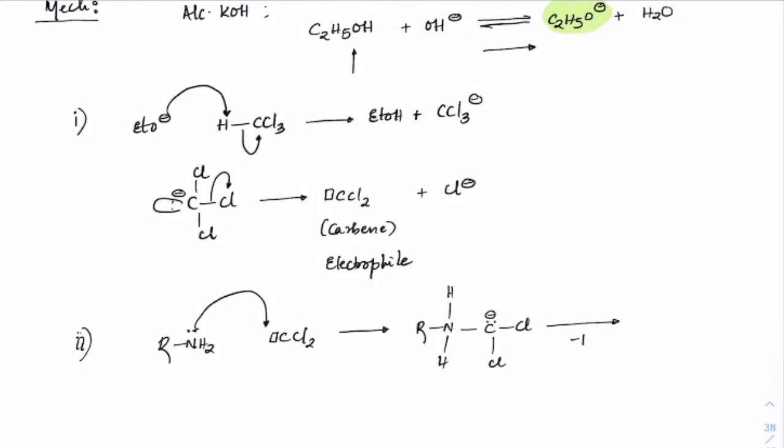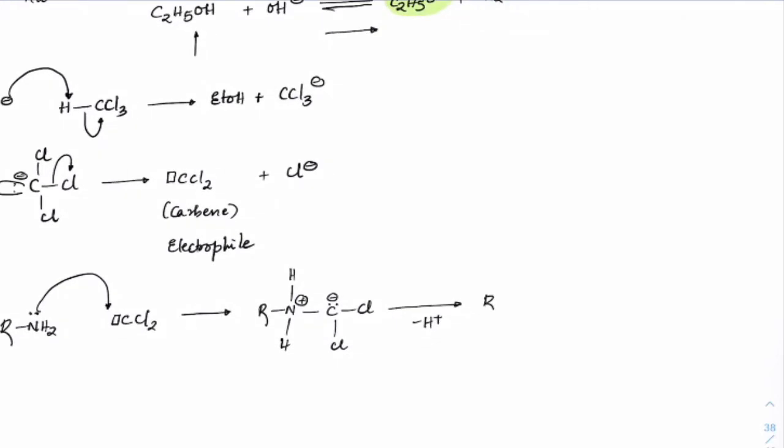Here H plus is lost because nitrogen has a positive charge on it. So we would get R N H C Cl and Cl. This H plus which is lost, you can see that this carbon has a negative sign, so it will take away that H plus here. Got it? So in short, I can also say that there is an intramolecular proton transfer here, that this H will move on to this carbon.